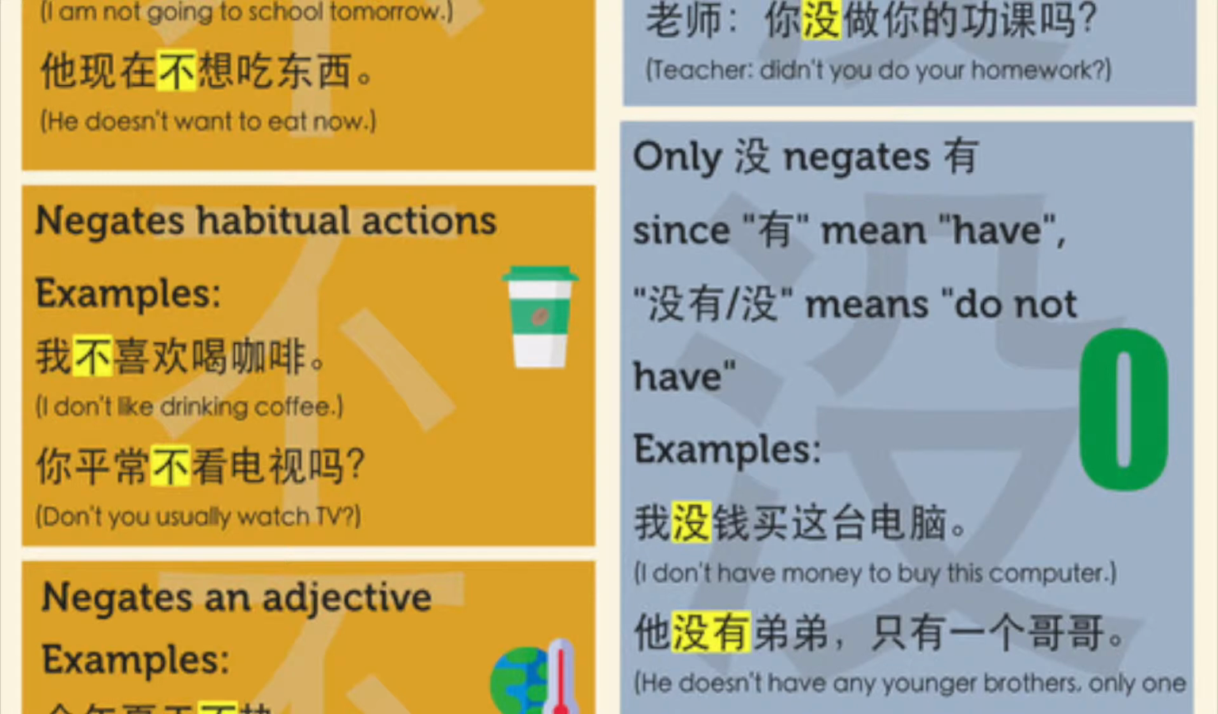The character also negates habitual actions. For example, 我不喜欢喝咖啡. I don't like drinking coffee. 你平常不看电视吗? Don't you usually watch TV?